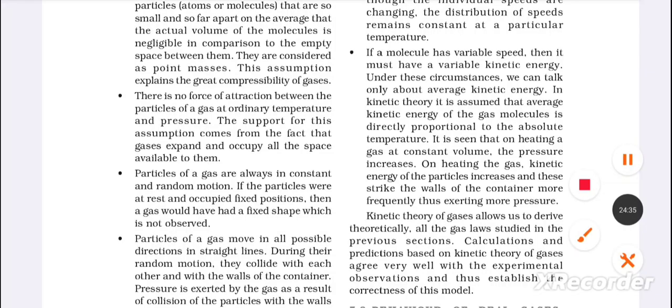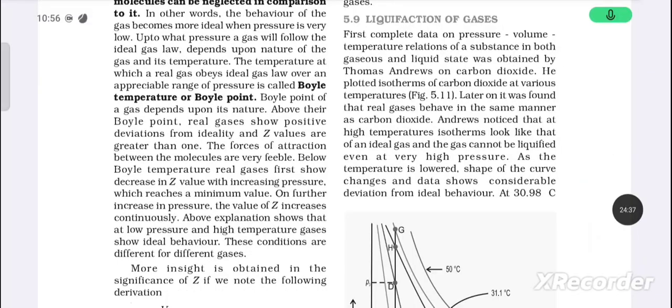Liquefaction of gases. The first complete data on the pressure, volume, temperature relation of a substance in both gaseous and liquid state was obtained by Thomas Andrews on carbon dioxide. He plotted isotherms of carbon dioxide at various temperatures. Later on, it was found that real gases behave in the same manner as carbon dioxide.